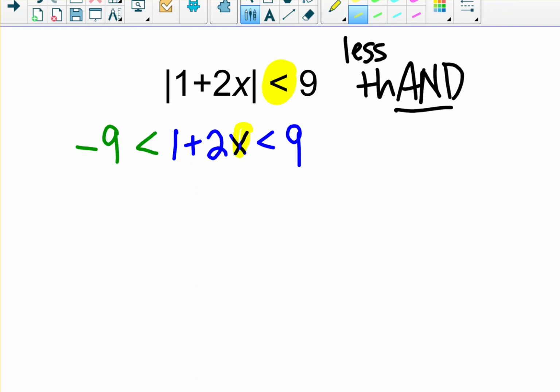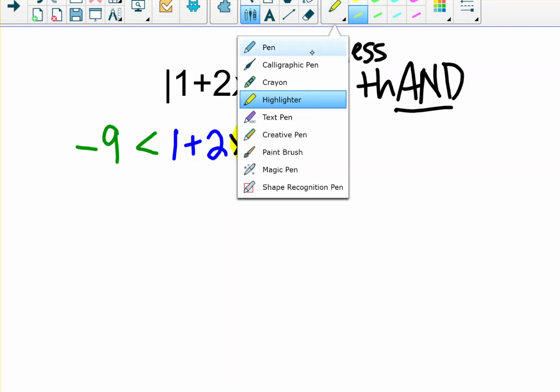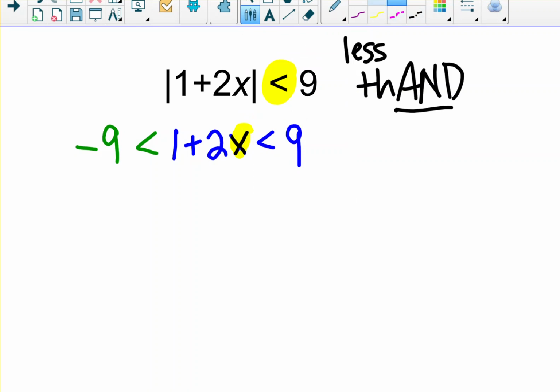So now I can solve this just like I would any other compound inequality. My variable is in the middle. So in order to solve for x, my first step would be to subtract 1. And again, I need to do that to all 3 sides. So I'm subtracting from the middle, left, and right. That's going to give me negative 10. I'm bringing down my inequality sign. And 9 minus 1 is 8.